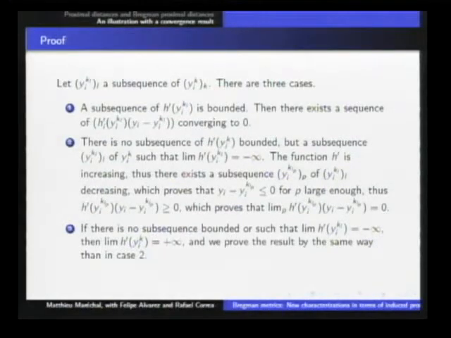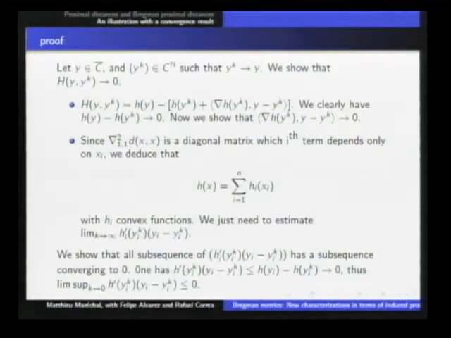And if there is no bounded subsequence and no subsequence whose limit is minus infinity, then this quantity will tend to plus infinity. We prove the result in the same way as in case 2. Thus, we obtain that this quantity tends to 0 for all i, which proves that this quantity tends to 0. Thus, we have the property for.